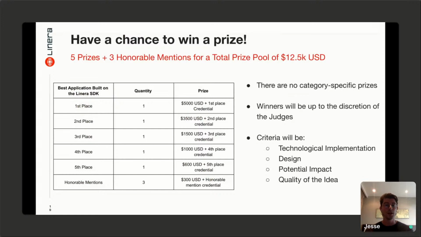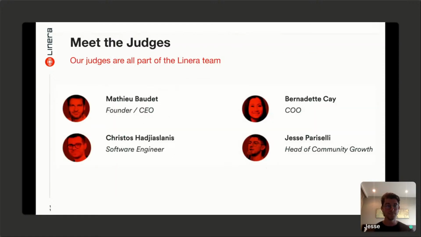The criteria that will be used to judge your application will be technological implementation, design, potential impact, and idea quality. And all 4 of these categories will be given a rating out of 5. So here are the judges. All judges are members of the Linera team, including both myself and Matthew.